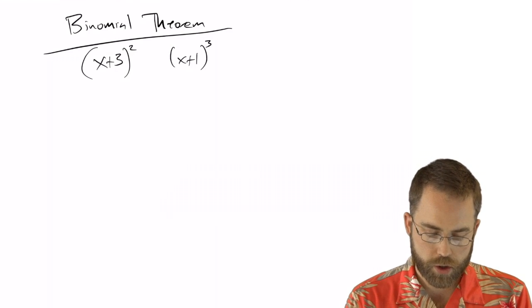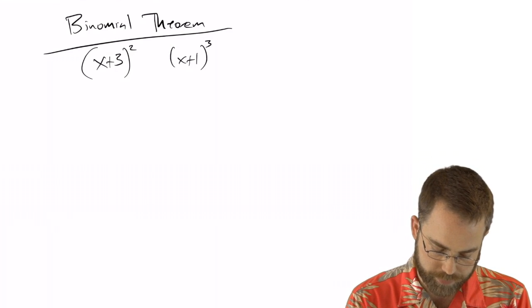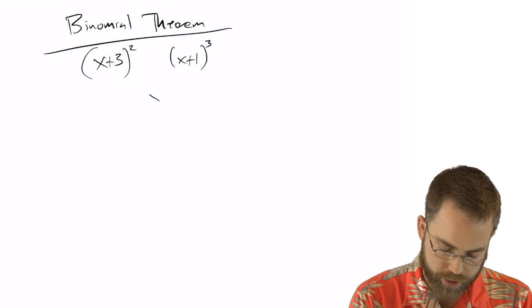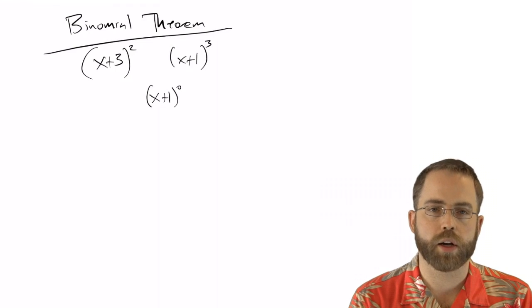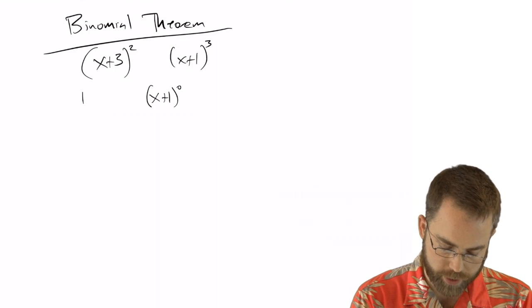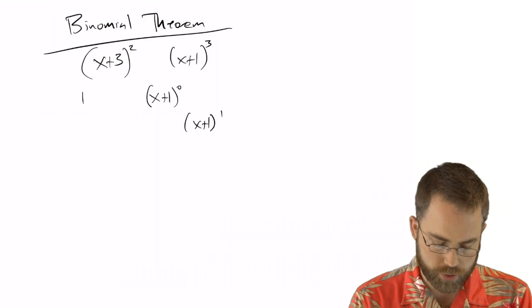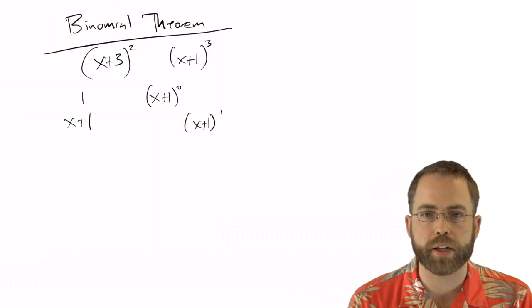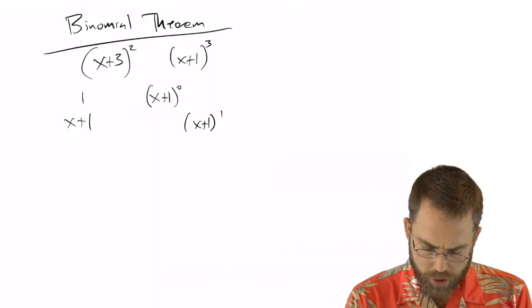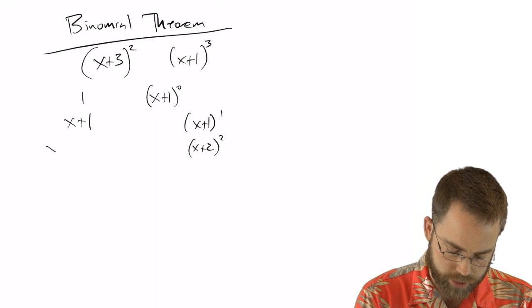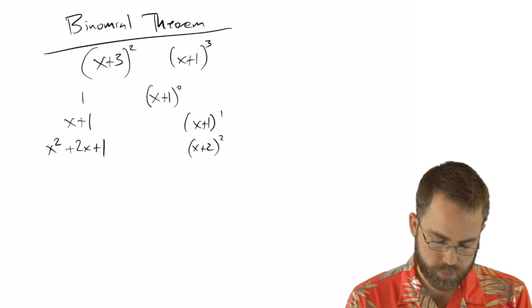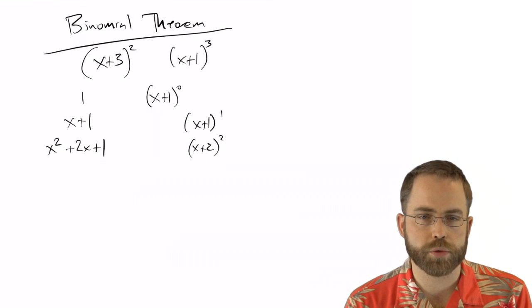Well, let's start off with the basic stuff. Let's talk about x plus 1 to the 0. Well, that's dumb. That's just 1. All right, so then what about x plus 1 to the 1? Well, that's just x plus 1. That's just itself. Anything to the 1 is itself. All right, and then what happens when we square it? When we square it, we get x squared plus 2x plus 1. You've seen that before. That's not too dramatic.